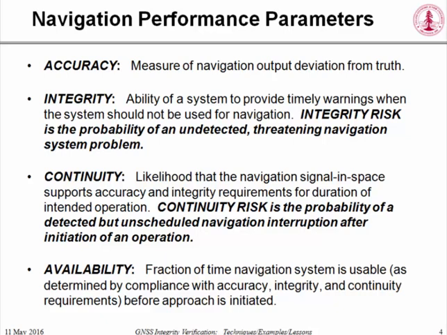Availability is the fraction of the time that the system meets all of these three requirements at the same time. So we have to meet accuracy, demonstrate that we meet integrity, and meet continuity at the same time. The probability over a long period of time that we meet all three is called availability.